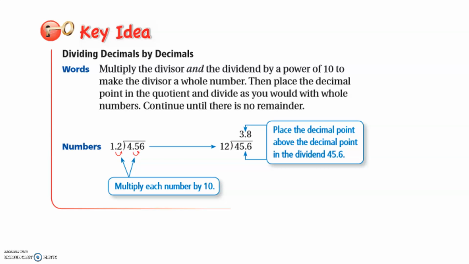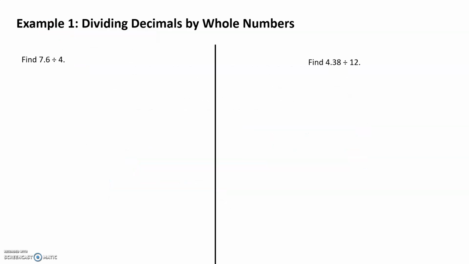Right? I do the same thing to my dividend. I multiply it by 10 as well, and I get 45 and 6/10. Okay, now all I need to do with my decimal point is move it right up. All right, so let's do a couple examples. Hopefully it'll make more sense then. So example 1, 7 and 6/10 divided by 4.